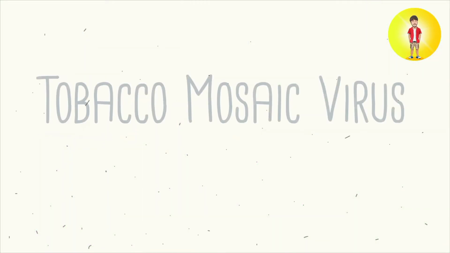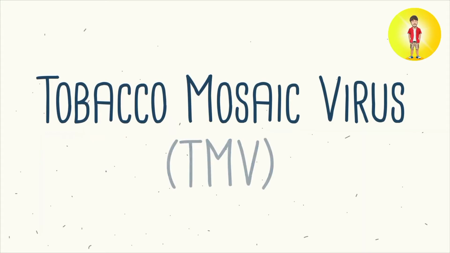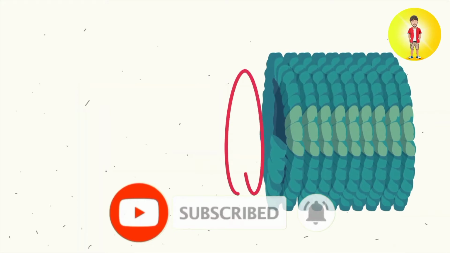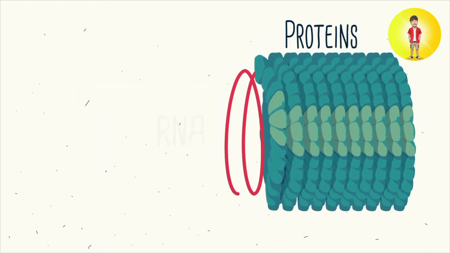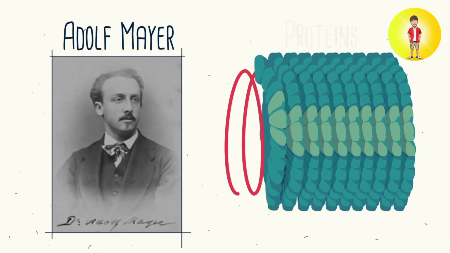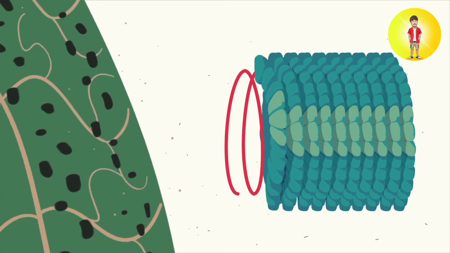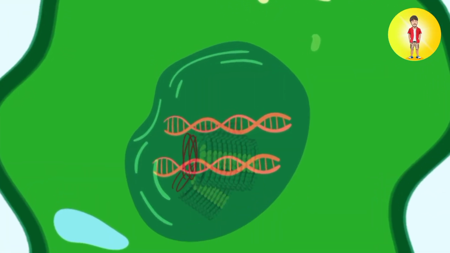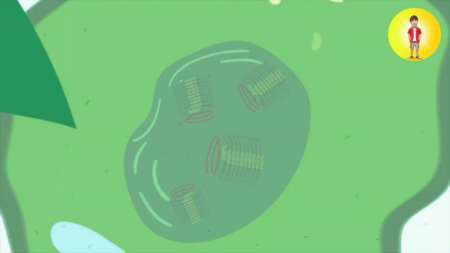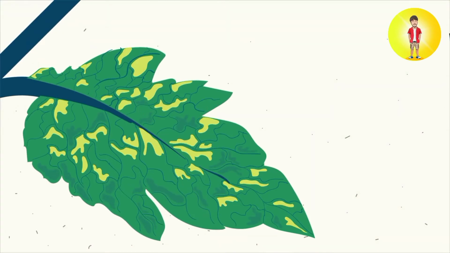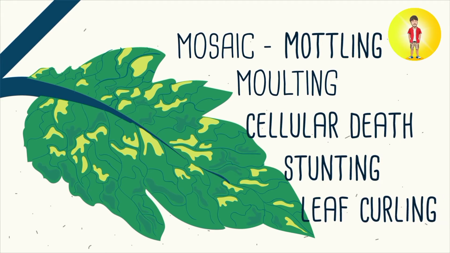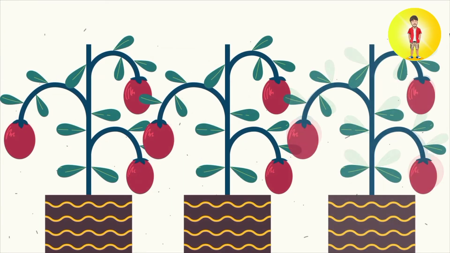A classic virus is the tobacco mosaic virus, or TMV. It has a rod-like structure consisting of a coat of proteins positioned helically around a single strand of RNA, and was actually the first virus to be described by Adolf Mayer, but can enter wound sites. Once it's in, TMV can hijack plant cells to aid its own replication. As the name suggests, the virus leaves a mosaic pattern on the leaves and also causes mottling, cellular death, stunting and leaf curling. This virus can devastate tomato crops.